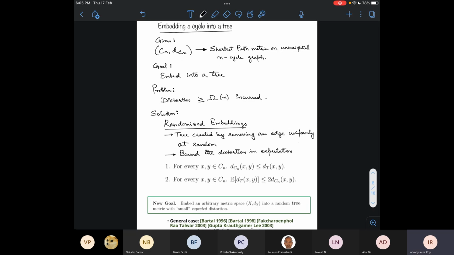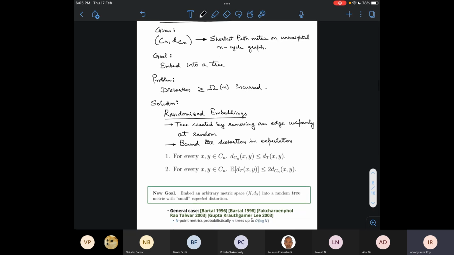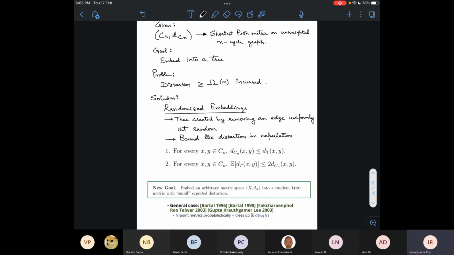It's obvious that you have to cut one of the edges of the cycle. But if you do that, then there's an order n blow up in the shortest path distances, because any 2 points which had their shortest path through that cut edge will now have to take the longer path around the cycle. So this is a problem, and the solution is to come up with randomized embeddings. Instead of cutting one specific edge, you choose which edge to cut uniformly at random. So what that means is you are building a distribution over the target tree metrics, and then you can put some probabilistic bounds on the expected blow up.